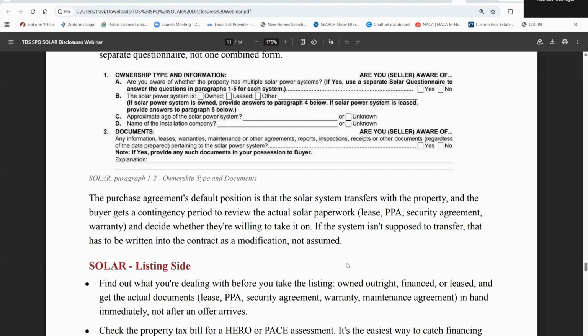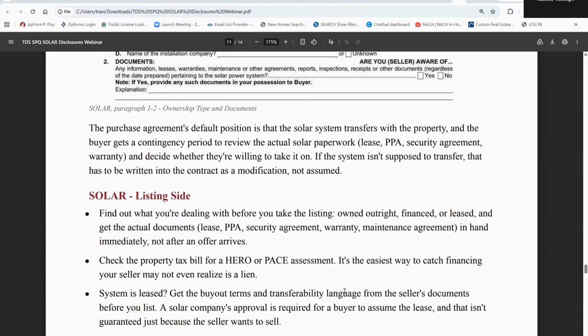The purchase agreement's default position is that the solar system transfers with the property and the buyer gets a contingency period to review the actual solar paperwork, the lease, the PPA, security agreement, warranty, etc., and decide whether they're willing to take it on or not. If the system isn't supposed to transfer, that has to be written into the contract as a modification and not assumed.